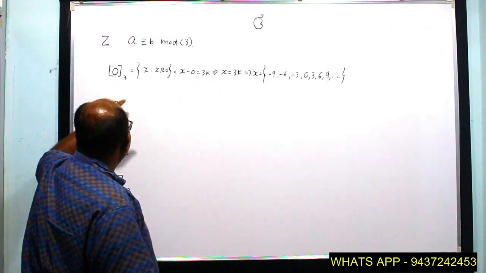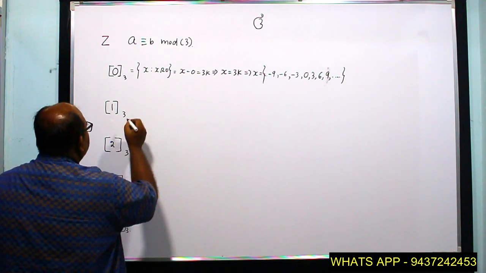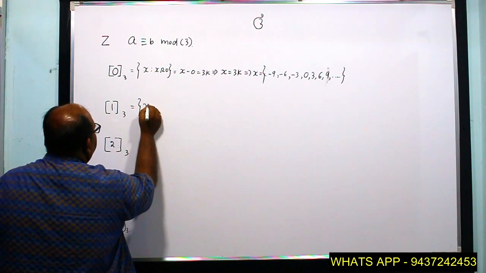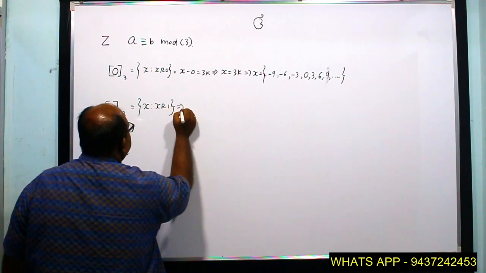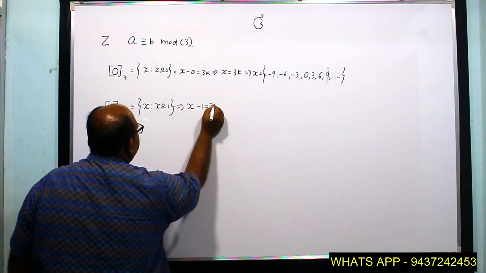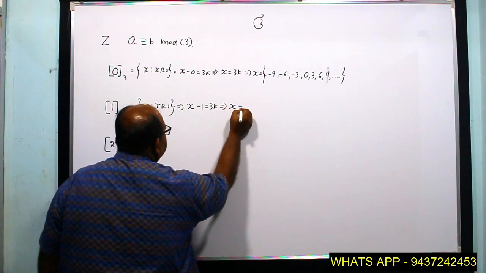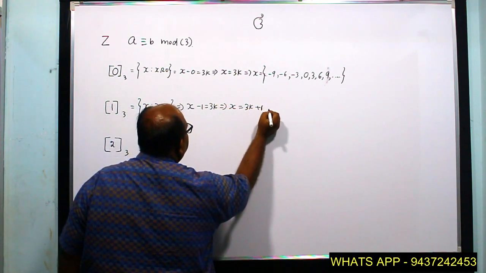Now let us find the equivalence class of 1. This is equal to x such that x is related to 1. This implies x minus 1 is equal to 3k. This implies x is equal to 3k plus 1.